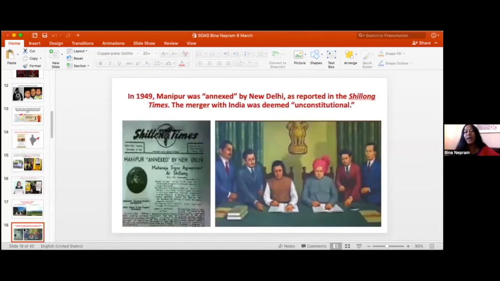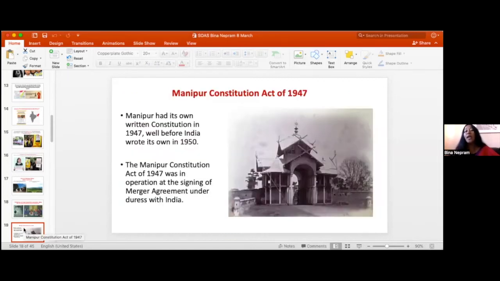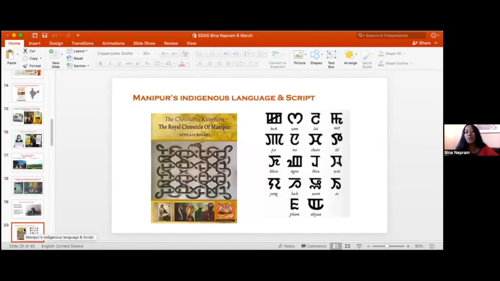This is Manipur, where I come from. As I mentioned, what happened in Manipur? Manipur was annexed by New Delhi, as reported in the Shillong Times, and this merger was unconstitutional. Manipur has its own Constitution Act, which was operational before the signing of the merger. This is our script. So not everyone indigenous is uncivilized. We have our own script, our way of life. It's just that it has been erased.